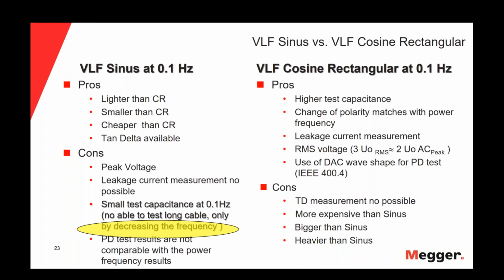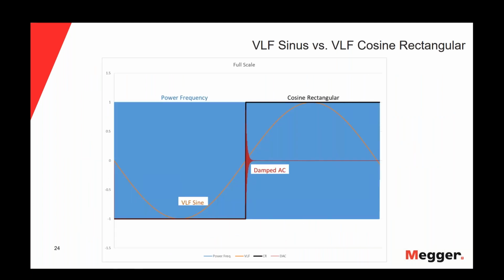To explain what I mentioned, that the cosinus rectangular wave shape change of polarity matches with the power frequency, we have the next slide. If you see, what we have here are the 3 wave shapes I mentioned in the last slide. We have in orange the VLF sine, then in black the cosinus rectangular wave shape, and in red the damped AC. And the power frequency is all this blue color. Okay, so we will go through.